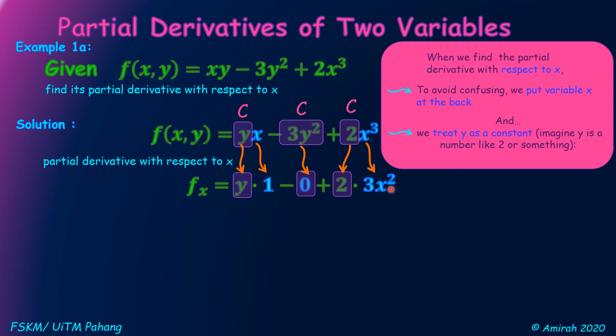Then we simplify. So we have f_x equals y times 1 equals y, and then minus 0, no need to write, and then 2 times 3x squared equals 6x squared. This is the final answer when we differentiate f(x,y), the function of two variables, using partial derivative with respect to x.